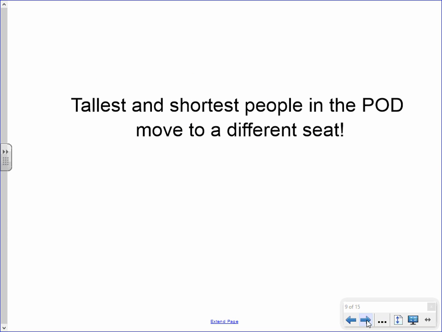Before we do the problem, we're going to switch it up. The tallest and shortest person in each pod need to stand up and find a new seat. You have 30 seconds. Go. Get your blood moving a little bit. Nope, not a permanent thing. You'll be back. Take your notes. Pod 7's not allowed.